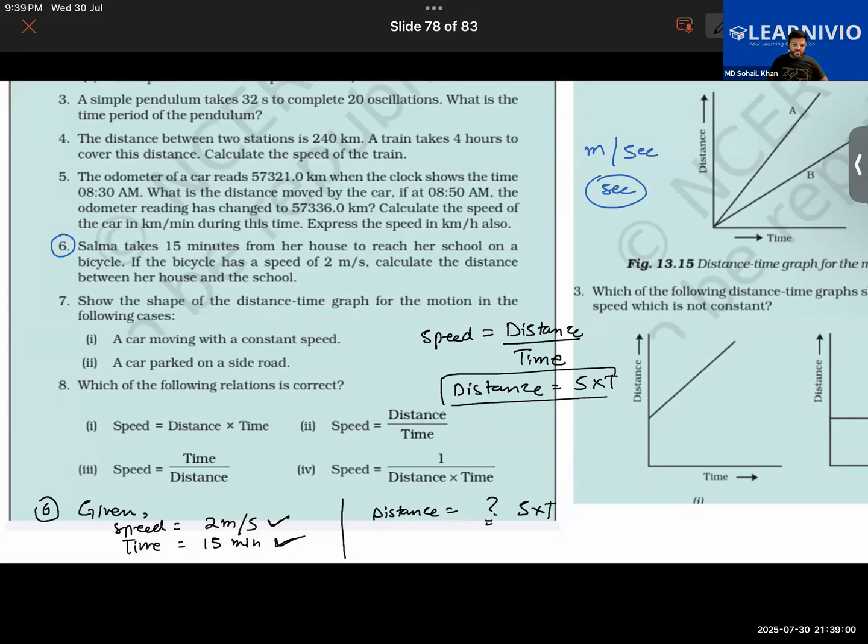Sir, we should divide by 15 minutes to two, right? Why would you be dividing it? What do we have to calculate? We have to do the transposition method. Just memorize the formula, the reordering of the equation: distance equals speed multiplied by time. Since we have to calculate distance now, the formula is to multiply speed and time.